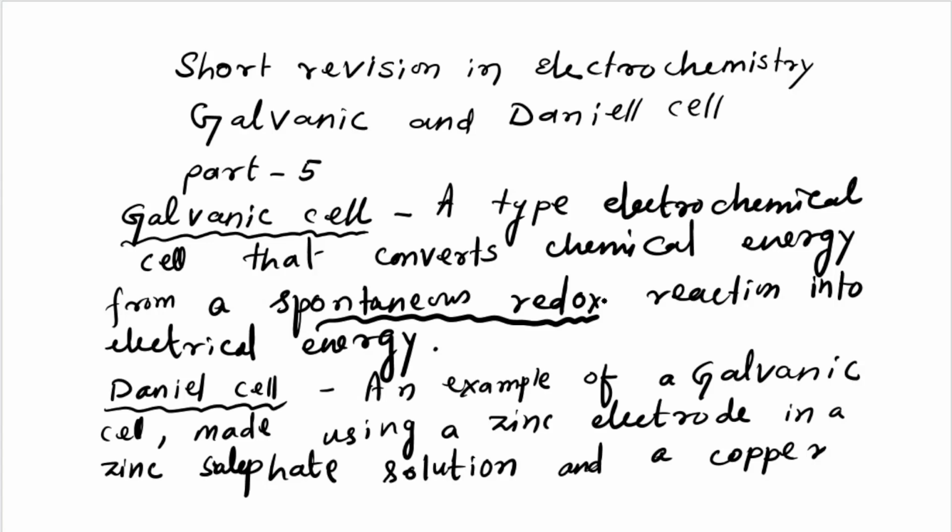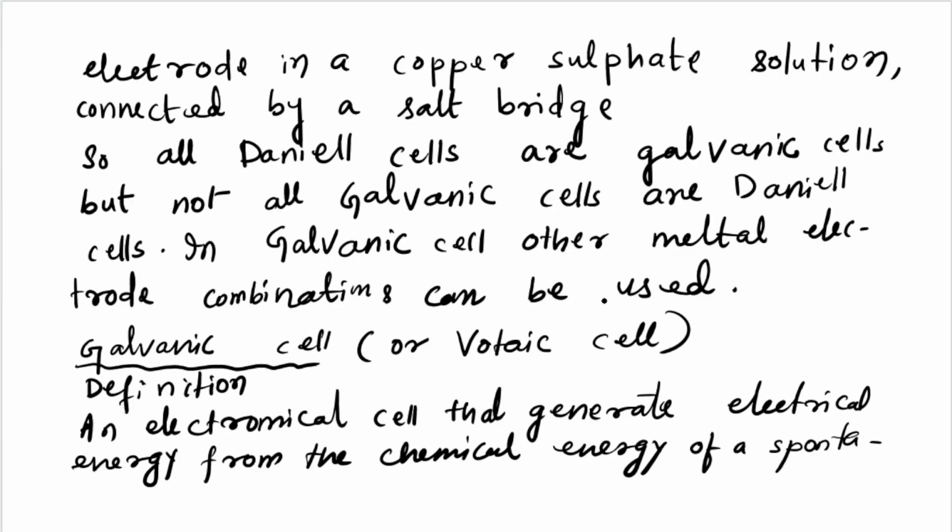So what is meant by Daniell cell? It is an example of galvanic cell, and what is important is that it is made of a zinc electrode in a zinc sulfate solution and a copper electrode in a copper sulfate solution. But here you can observe that in the galvanic cell I have not mentioned what type of electrodes. The metal is the electrode, but which metals? See, in Daniell cell it is fixed: zinc in zinc sulfate, copper electrode in copper sulfate solution, connected by a salt bridge.